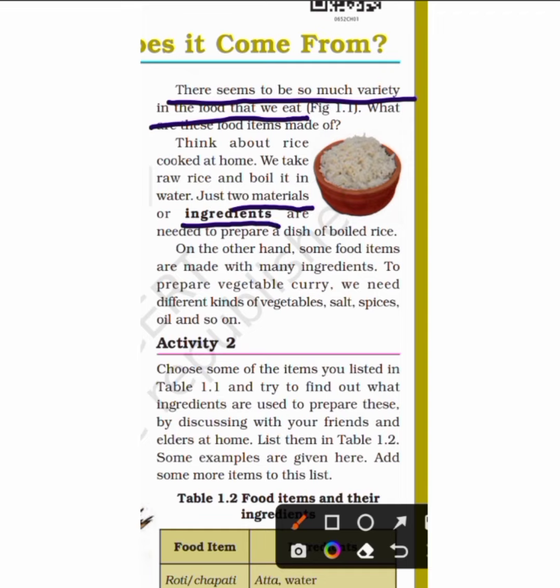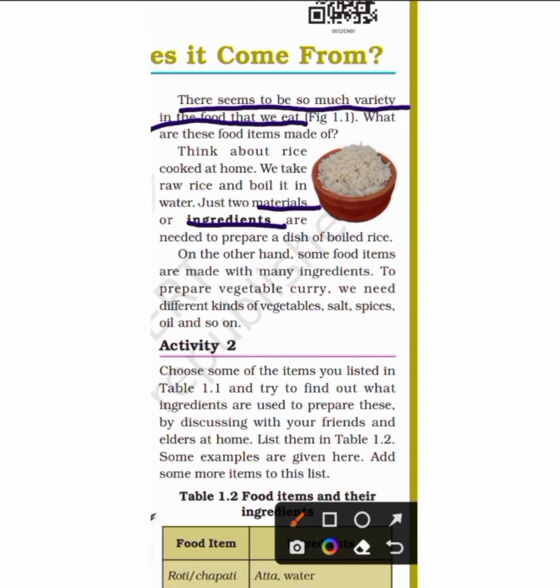So what is the proper definition of ingredient? Ingredients are substances that are combined to make a dish. We have seen a dish that can be made with just two ingredients. But on the other hand, there are also some dishes where we need many ingredients. For example, to prepare a vegetable curry, we need different kinds of vegetables, salt, spices, oil, and so on. So here we see that based on the dishes, the number of ingredients can be more or less.